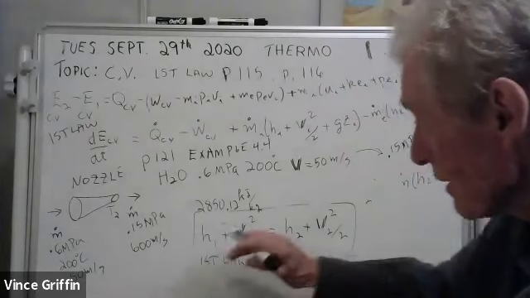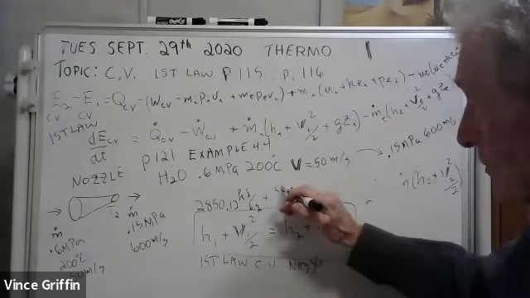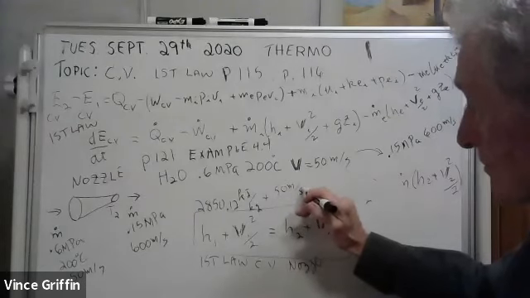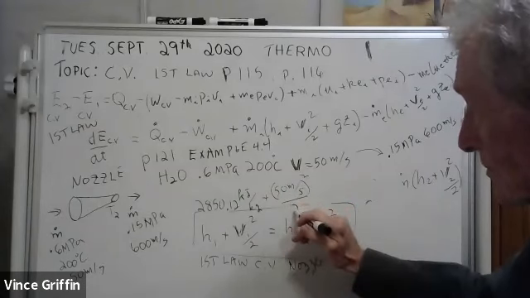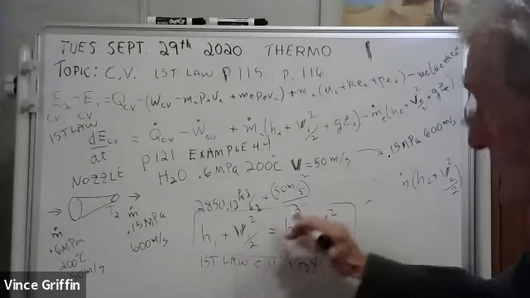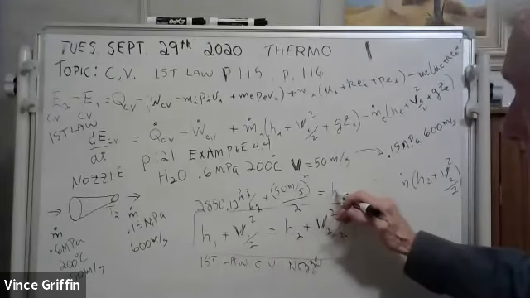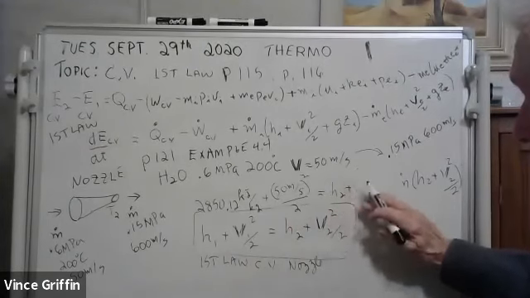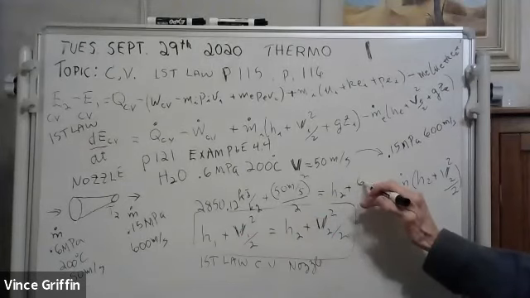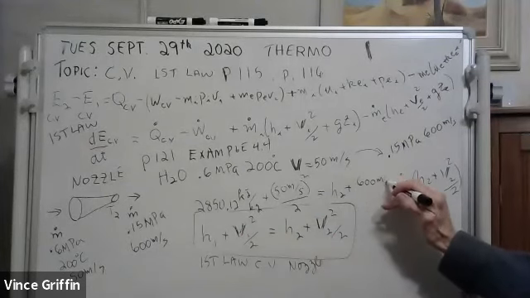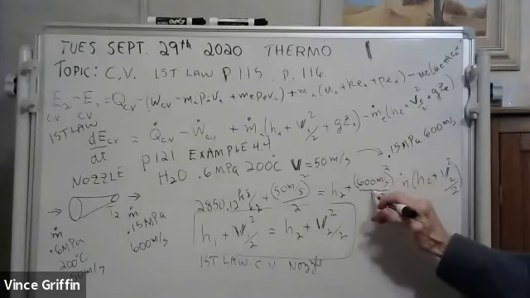Now, they gave you the incoming 50 meters a second. You have to divide by 2. Hey, look, we know all of that stuff. Equals. Now, we don't have H2. We're going to find it here in a minute. But they gave you the exiting. It's 600 meters a second squared divided by 2.